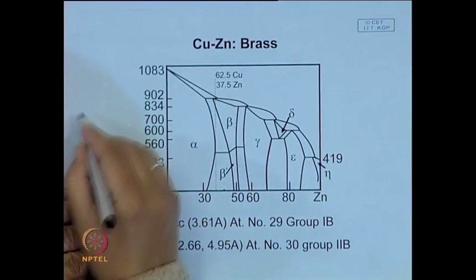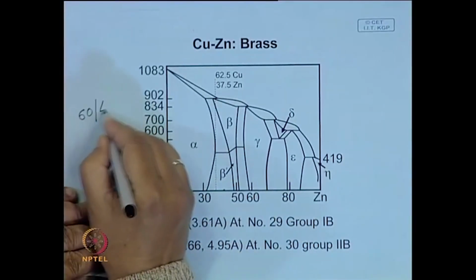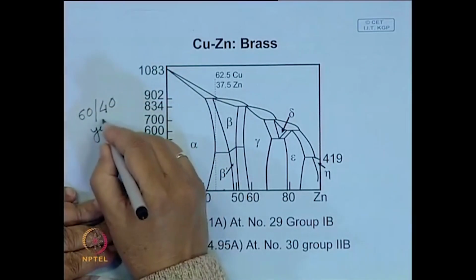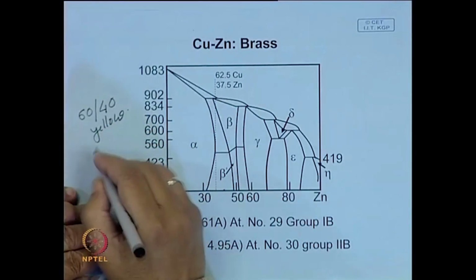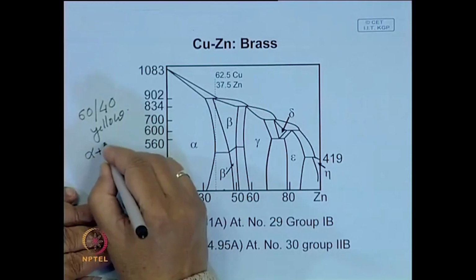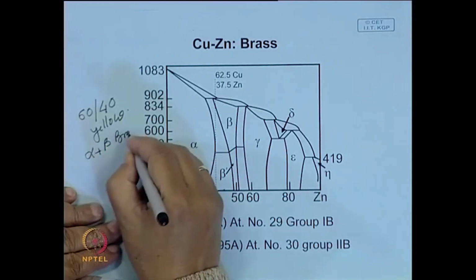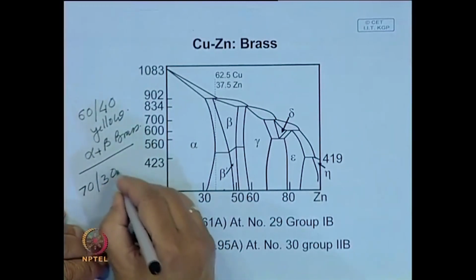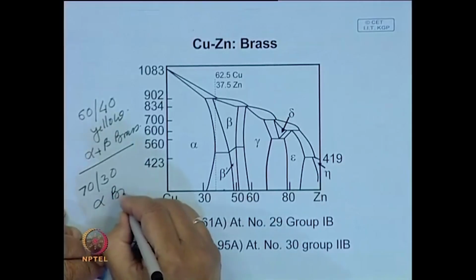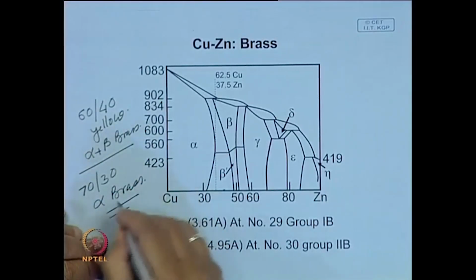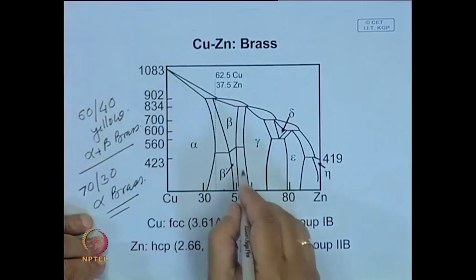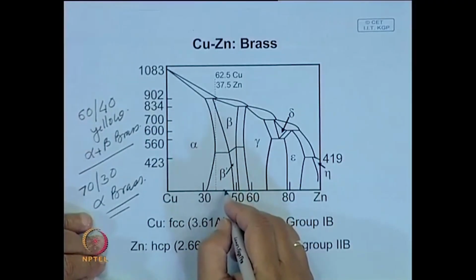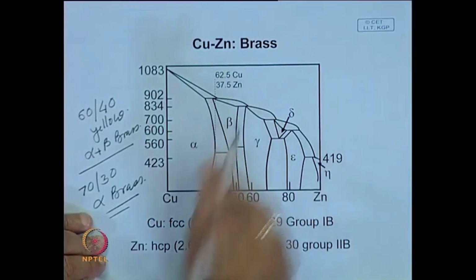So, where the structure will be 60-40 brass, it is yellow in color, and it is called alpha beta brass. And 70-30 brass is a single phase, it is called alpha brass. Now, this can be cold worked, whereas this, since it has two phases, will be difficult to cold work. If you have to work it, you have to heat it to the beta range.